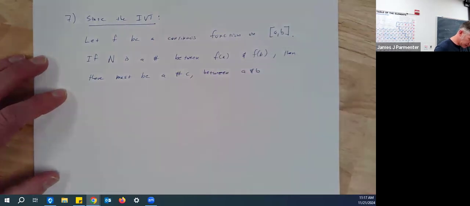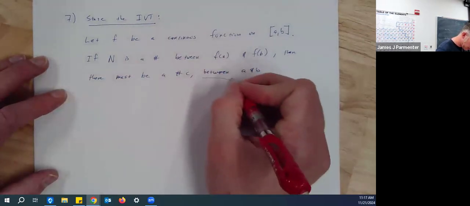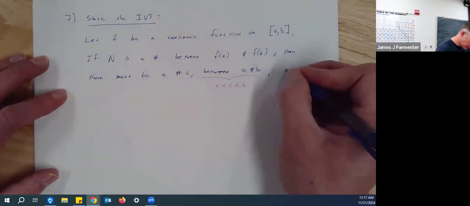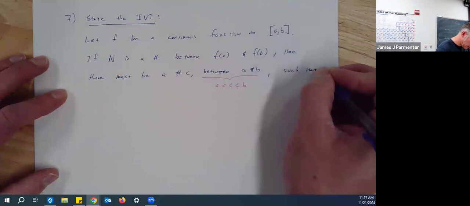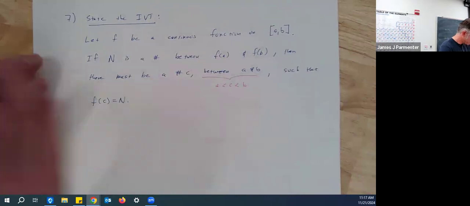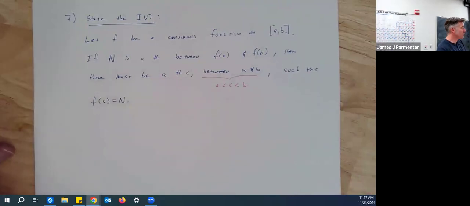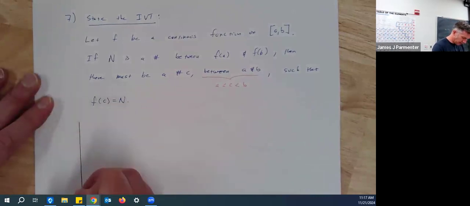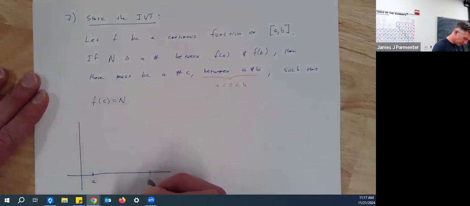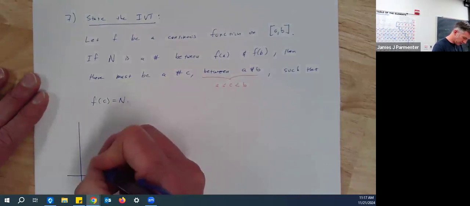Or some people write this as A less than C less than B, such that f of C is equal to N. I do think it is worthwhile to draw a picture here because you might not be able to write this all out perfectly, but you might be able to draw a picture that gets at the issue. So here's what we're really saying graphically. Here's A, here's B, and we've got some function that's doing something like this.